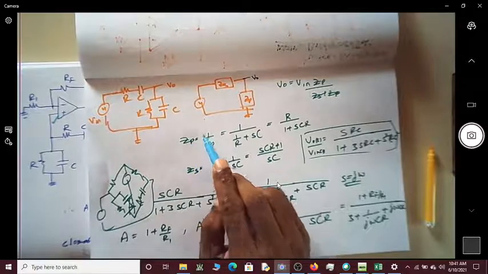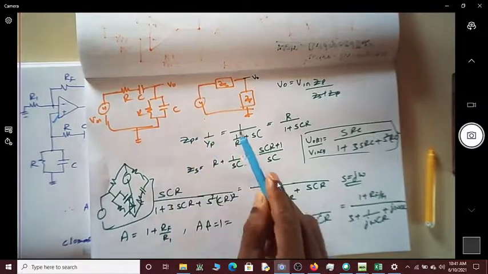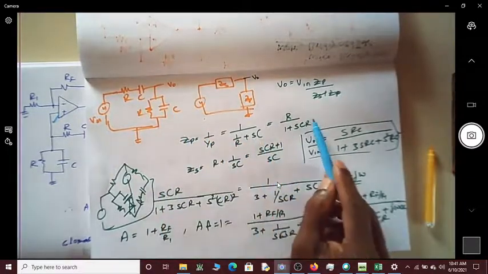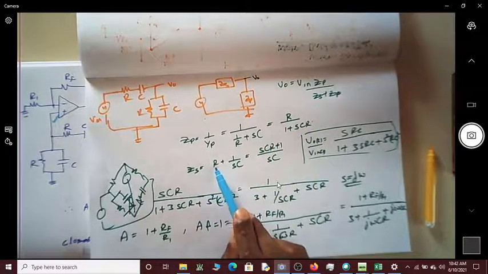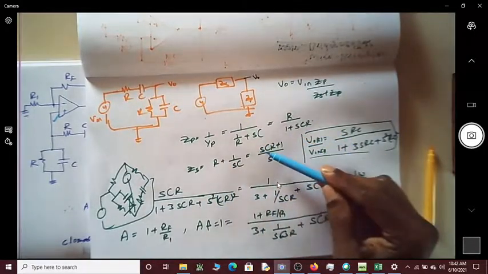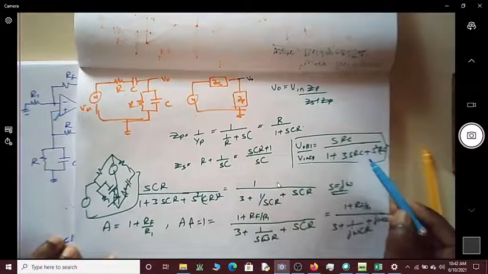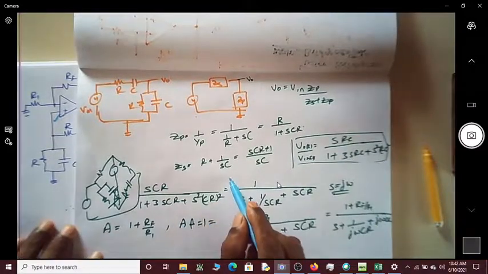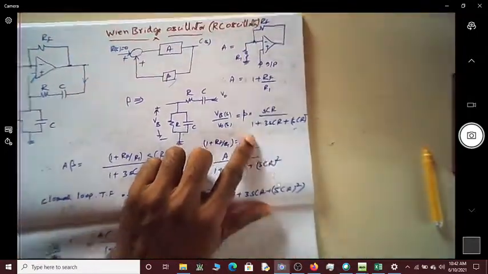I can write the value of Zp as 1 over Yp, where Yp is the admittance of this parallel network. I'm just adding the admittance of the resistance and the capacitance, which comes out to be so and so. And Zs can be simply written as the summation of two impedances, which is this. So upon substituting all these values for Zp and Zs, we will get this expression. Upon simplifying, you can certainly have this expression. So this is the expression that I have written here.